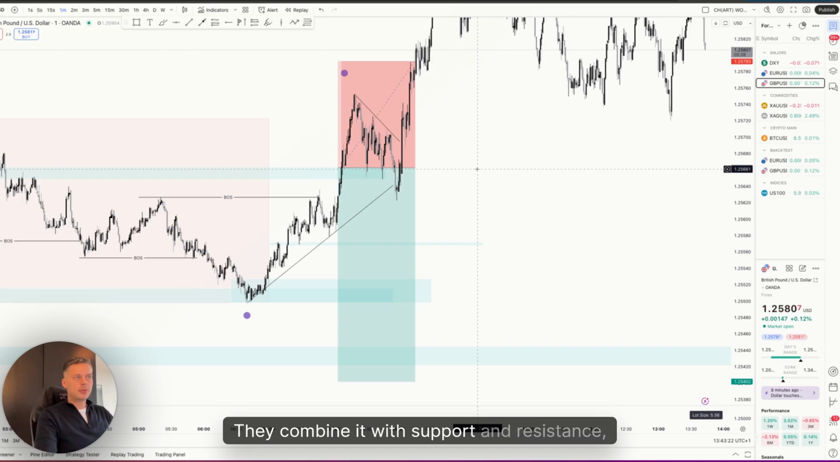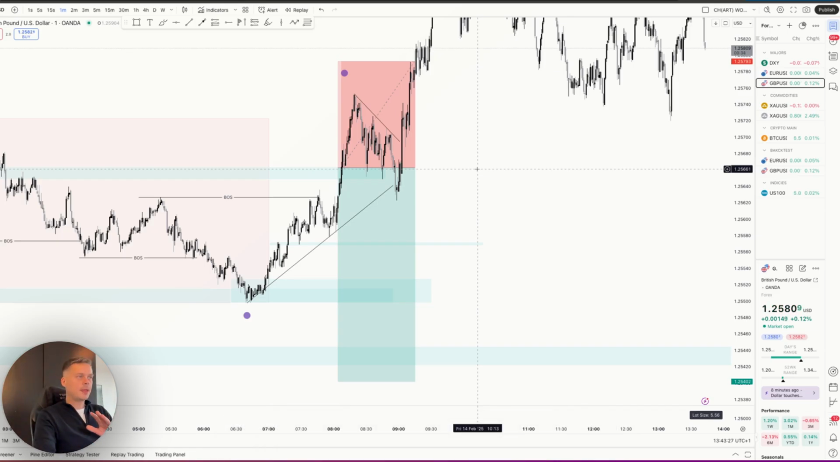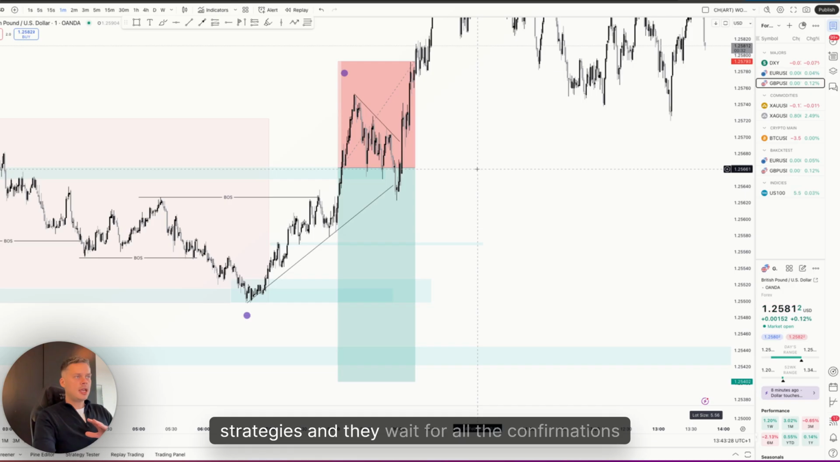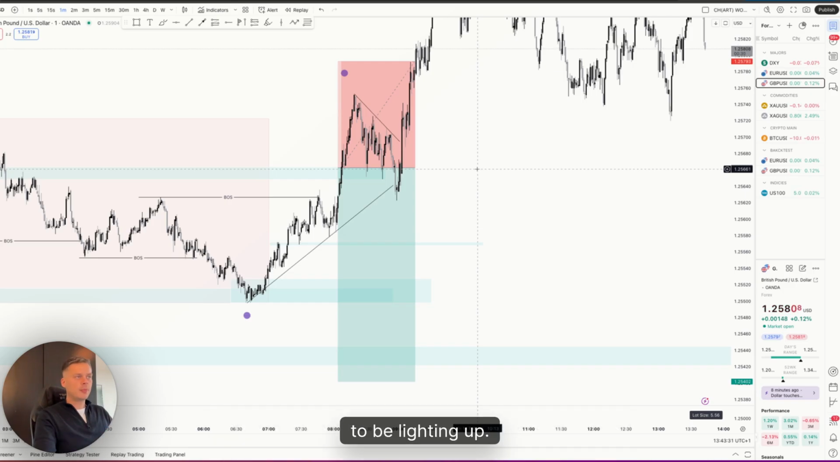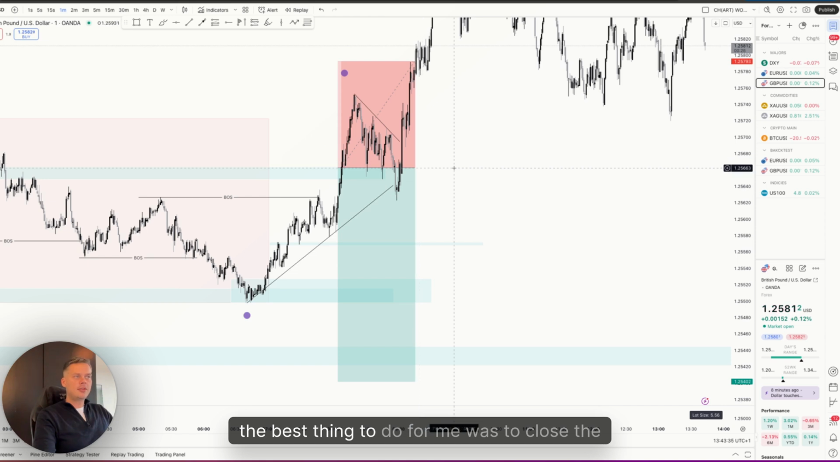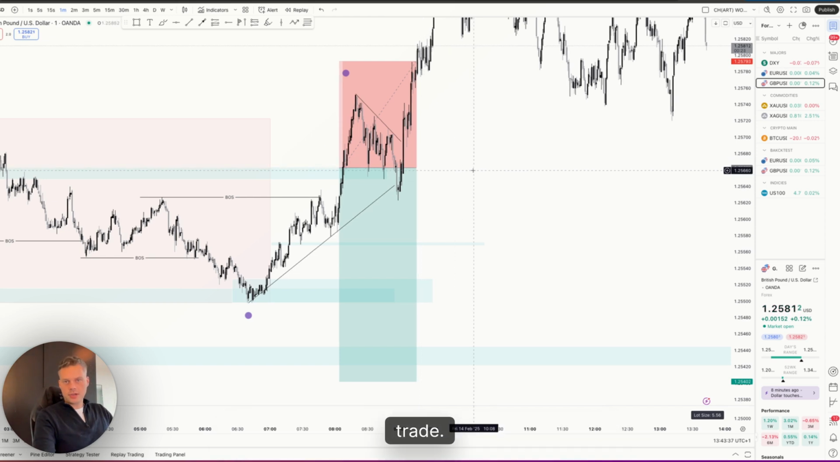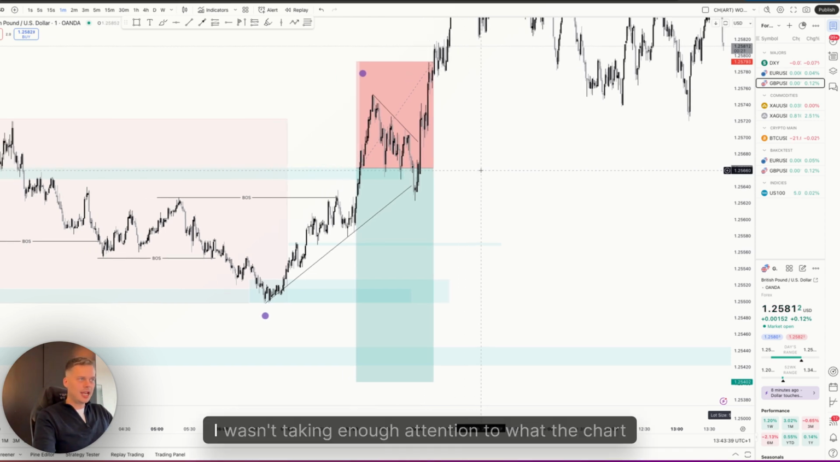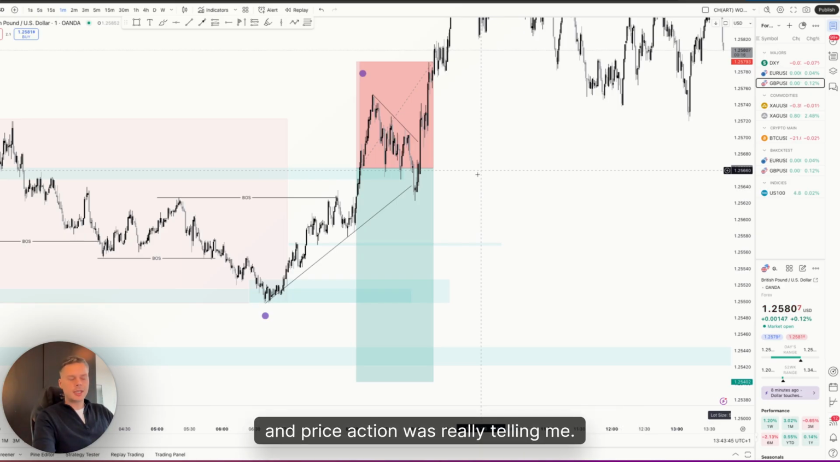They combine it with support and resistance. They combine it with all different strategies, and they wait for all the confirmations to be lining up. So when I was seeing this, the best thing to do for me was to close the trade, but I didn't do it. I wasn't paying enough attention to what the chart and price action was really telling me.